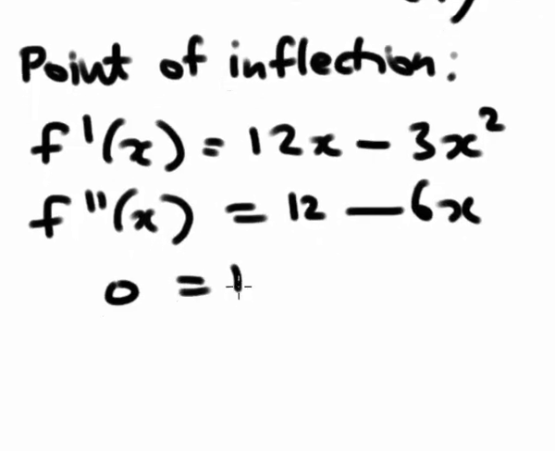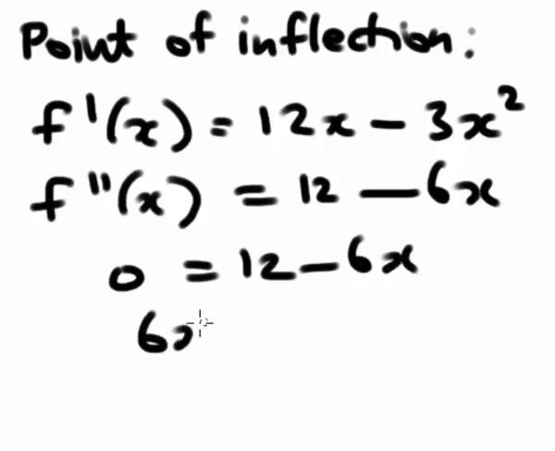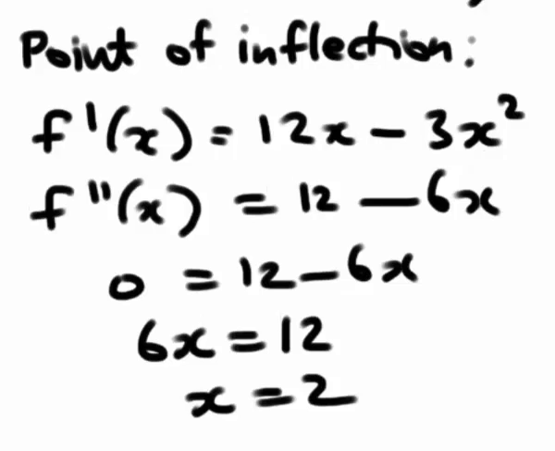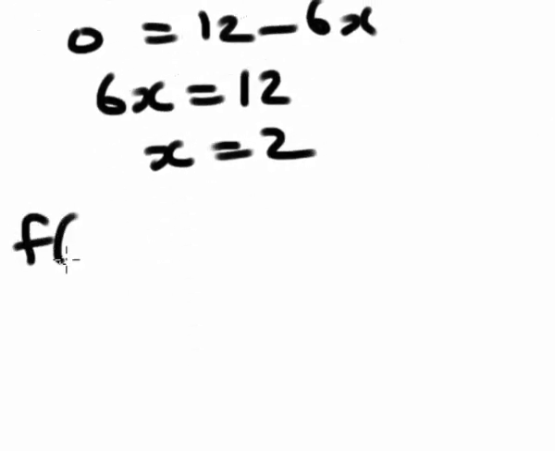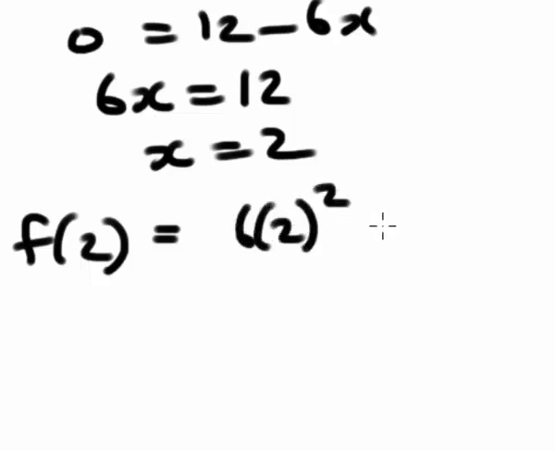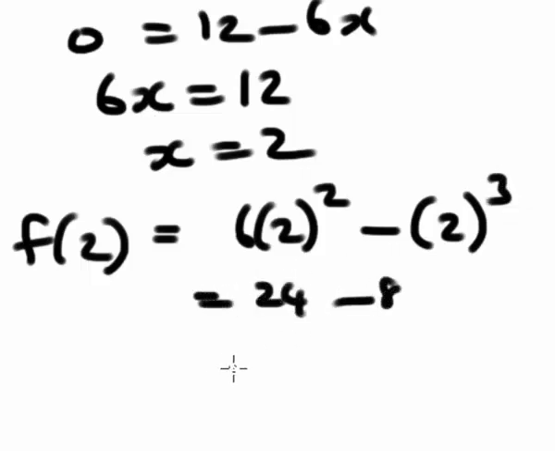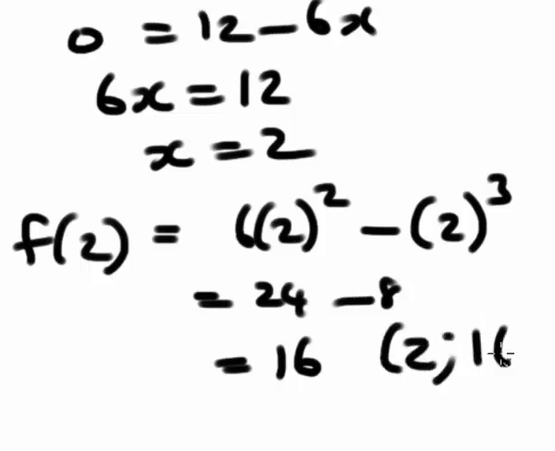Put it equal to 0. And this looks very comfortable. It gives us x equals 2 as a point of inflection. So all we have to do is go back to the original now, plug in 2. So what's that going to be? It's going to be 6 times 2 squared minus 2 cubed, which is 24 minus 8, which of course is 16. So the point of inflection happens at (2, 16).